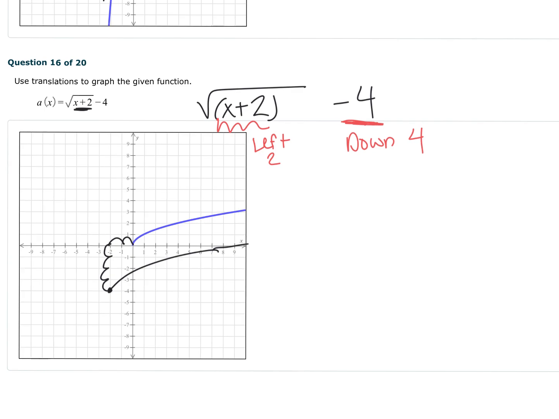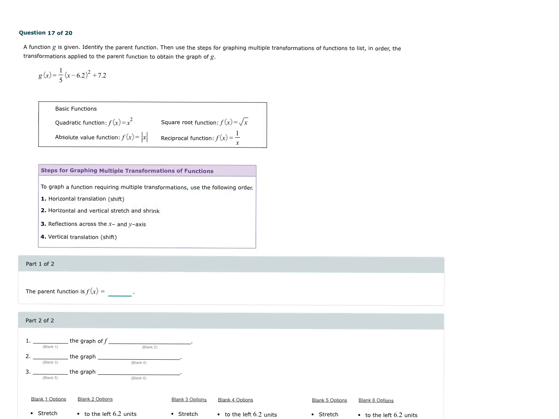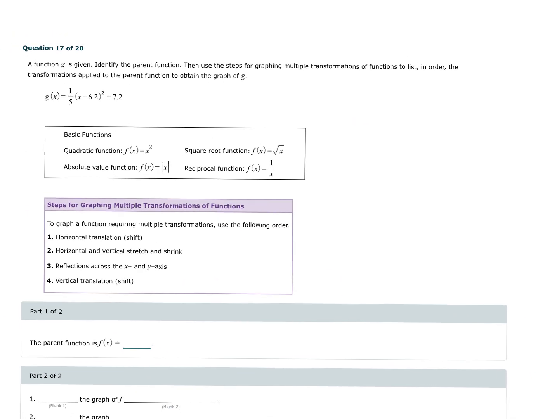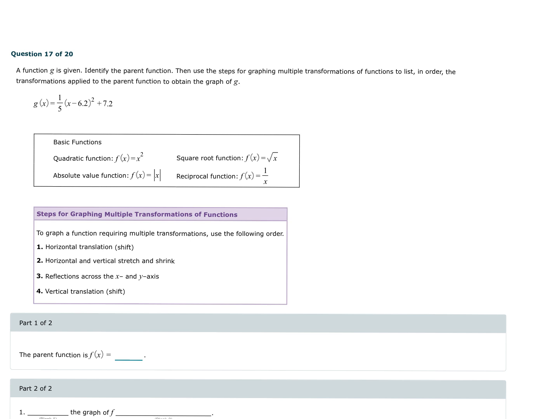Okay, let's move on to number 17. 17 is some more of describing, but now we have it kind of all mixed together. And in Alex, they want you to go in a certain order when you describe it. Okay, so steps for graphing multiple transformations of functions. They want you to do the horizontal first, the horizontal shift, and then a horizontal and vertical stretch or shrink, reflects against the axes, and a vertical translation.